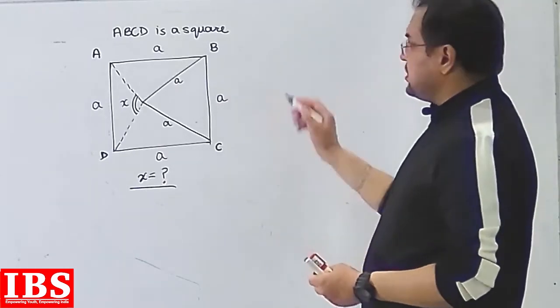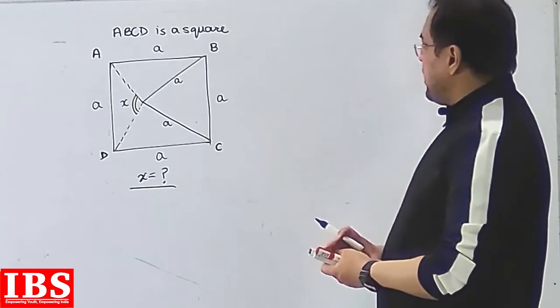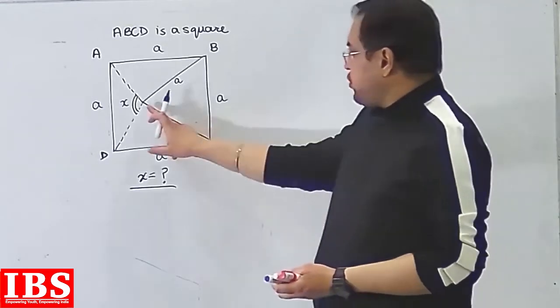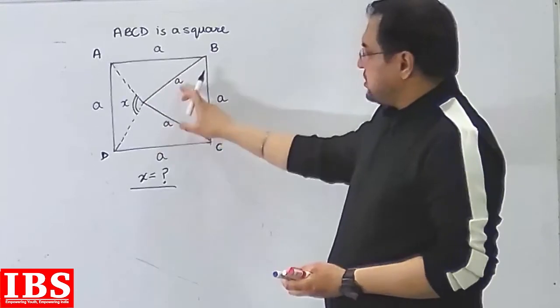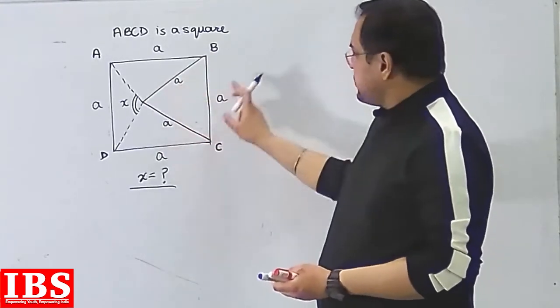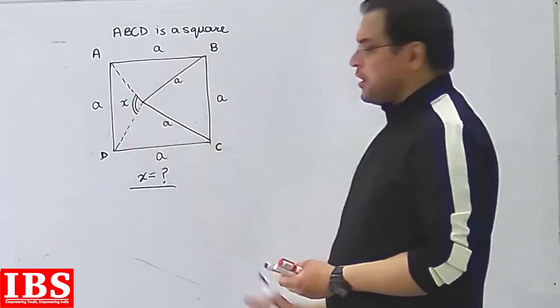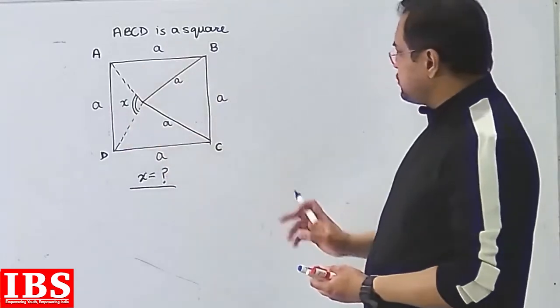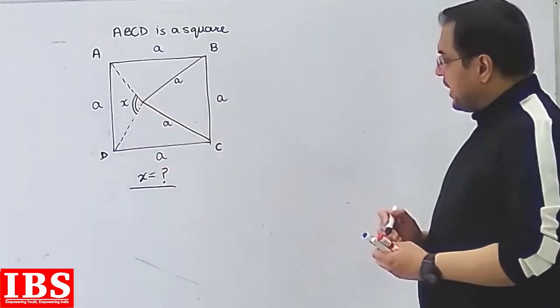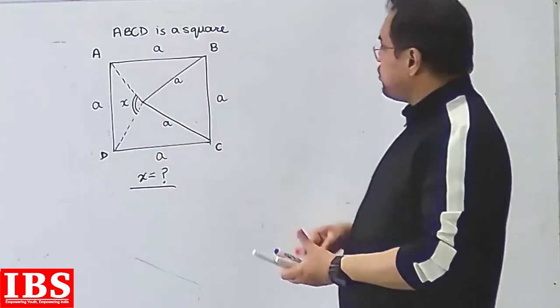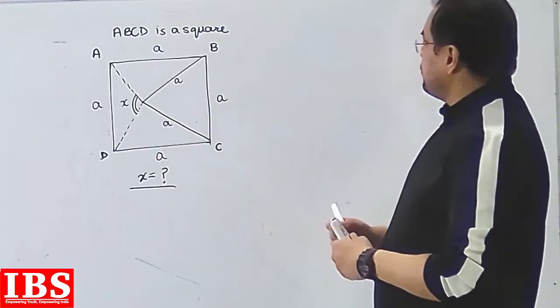So we have a square ABCD that is given to us, and this is a point where this side and this side make, again the side is A and A, this is A, A. This is a square, so all four sides are equal, and we need to calculate the angle X. Okay, so how do we solve this question?